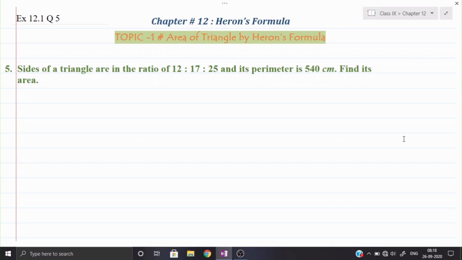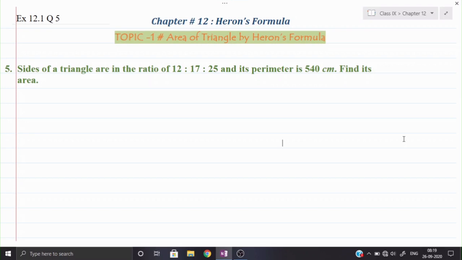Sides of a triangle are in the ratio 12:17:25 and its perimeter is 540 centimeter. We have to find out its area. You know that with the help of Heron's formula we can find the area of any triangle if we know the values of all three sides of the triangle. Here we have not been given the values of all three sides, but we have been given the ratio of the sides of the triangle. So what is the meaning of ratio, and how we can convert it into values, that we shall see first.